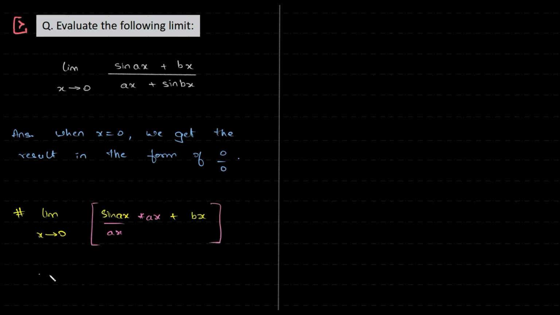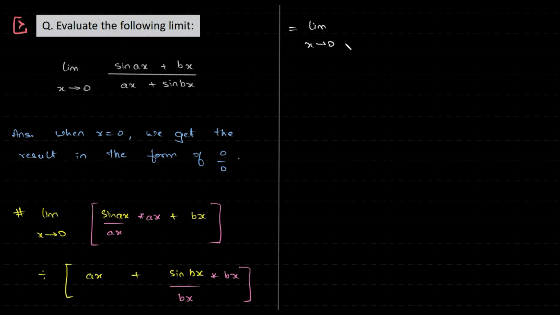Similarly, in the denominator, we have ax plus sine bx. Now, what can we do? We will multiply and divide with what? Correct, we can multiply and divide with bx. Now, just check the numerator of this particular expression and the numerator of this particular expression. Do we have something in common?